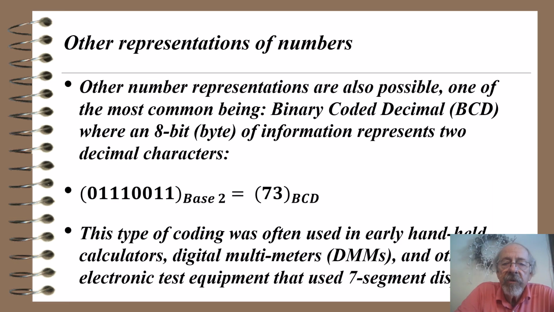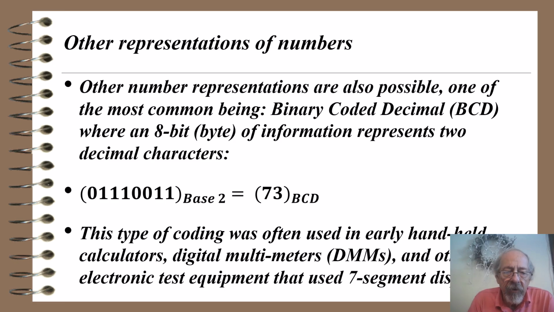Other representations of numbers. Other number representations also are possible, one of the most common being binary coded decimal, or BCD. Well, this is where an 8-bit byte of information represents 2 decimal characters. So I show an example in the middle bullet here. 0111 0011 base 2 is equal to 73 in BCD.